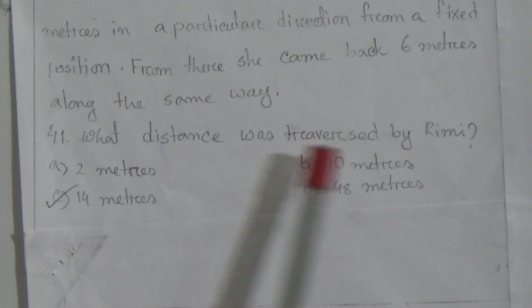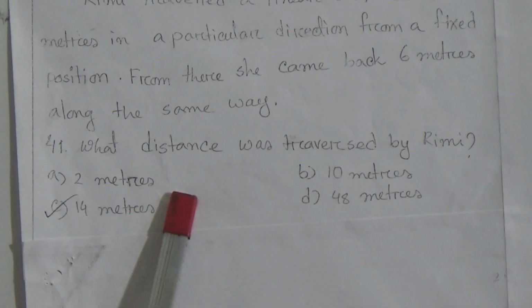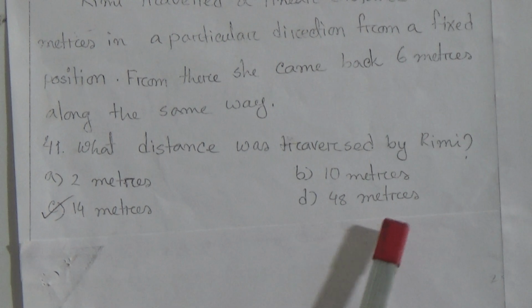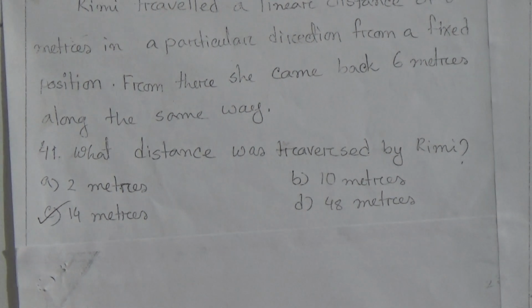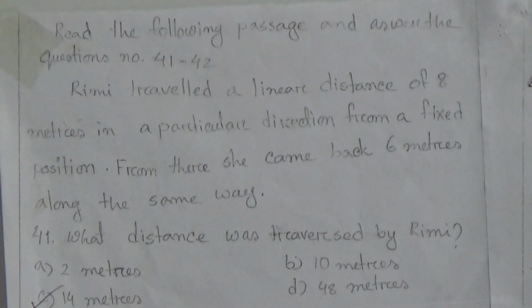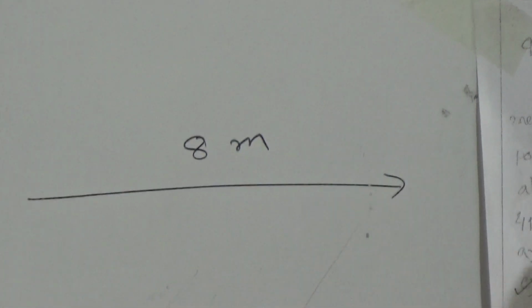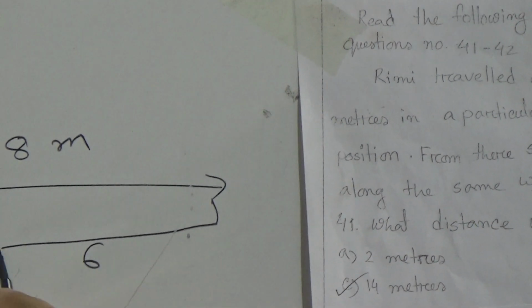So, MCQ number 41. What distance was traversed by Remy? Option A 2 meters, option B 10 meters, option C 14 meters, and option D 48 meters. So dear students, look, at first Remy travelled a linear distance of 8 meters. That means at first 8. She traversed 8 meters, and from there she came back 6 meters. That means 6.